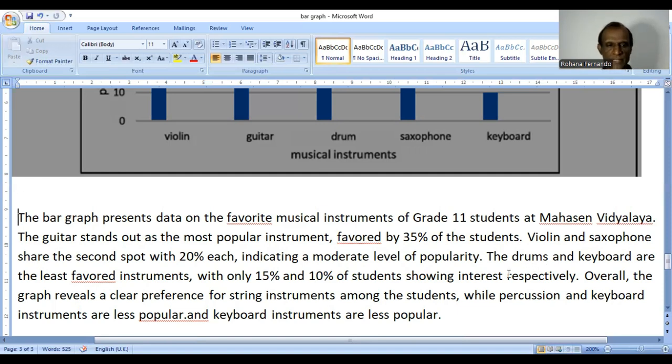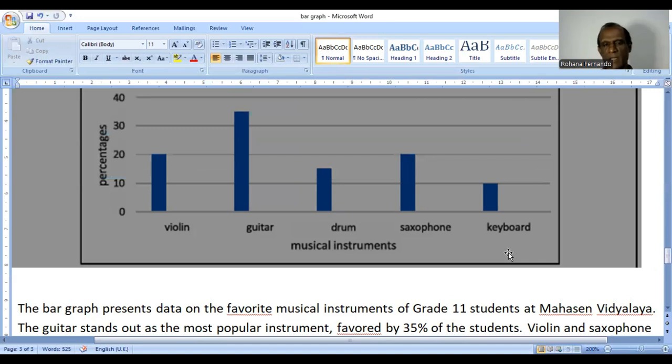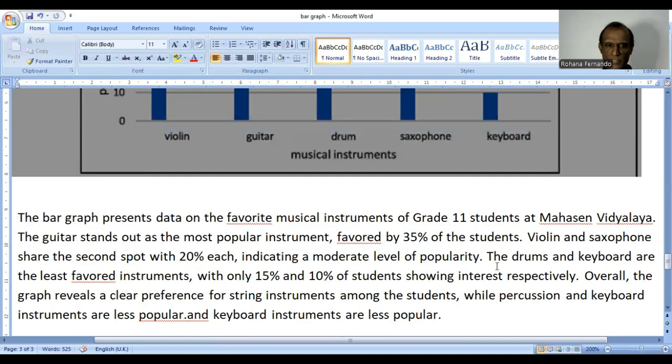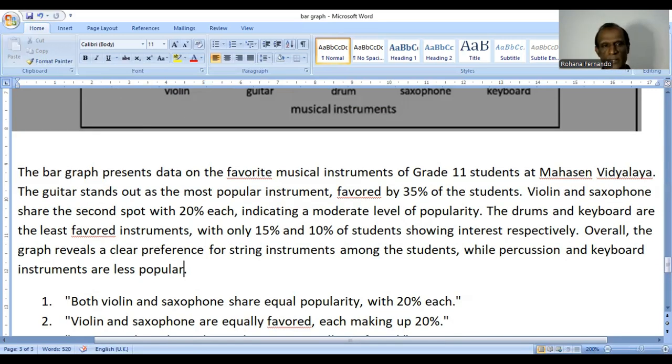Overall, the graph reveals a clear preference for string instruments among the students. String means the instruments where we use strings, like violin and guitar, while percussion and keyboard instruments are less popular. Overall, that's the overall statement: the graph reveals a clear preference for string instruments among the students, while percussion and keyboard instruments are less popular.